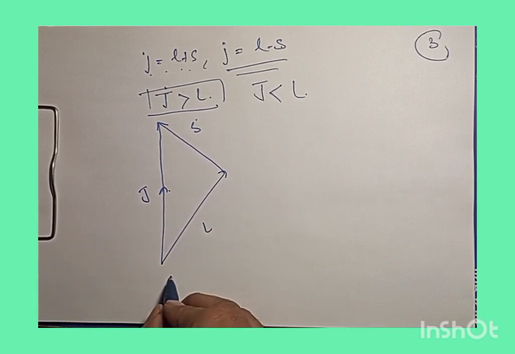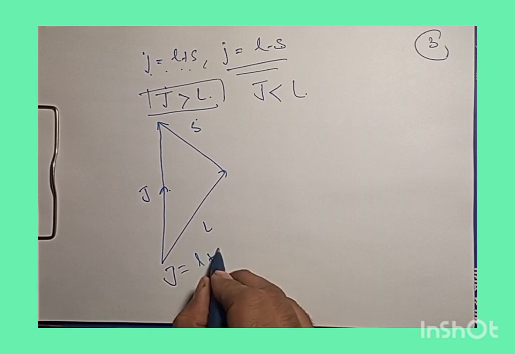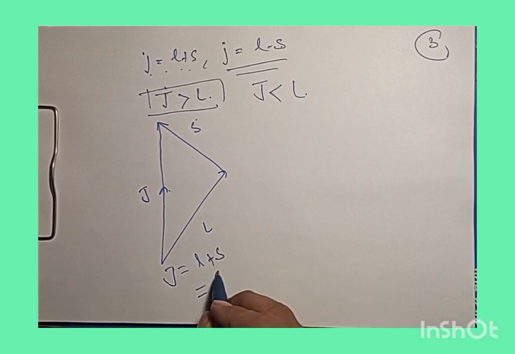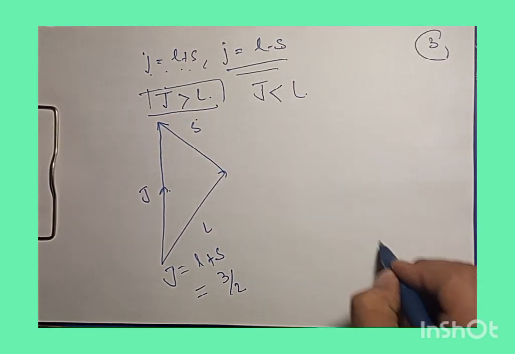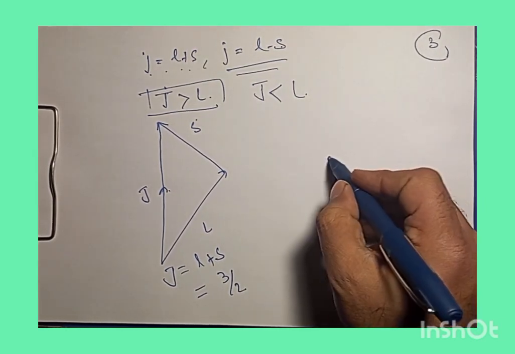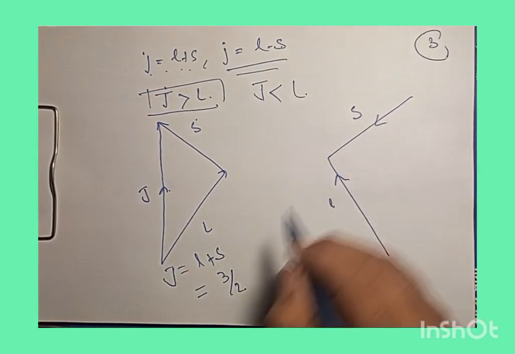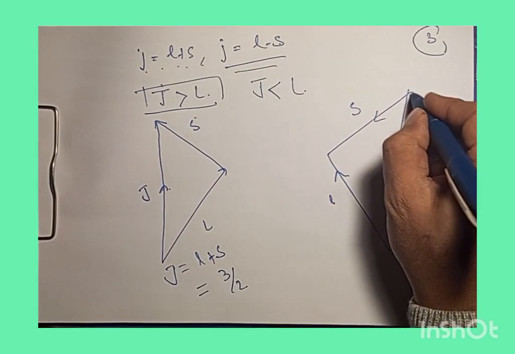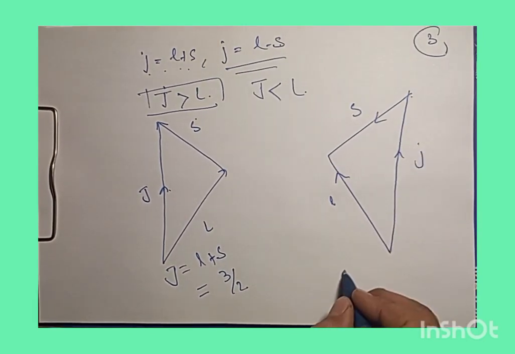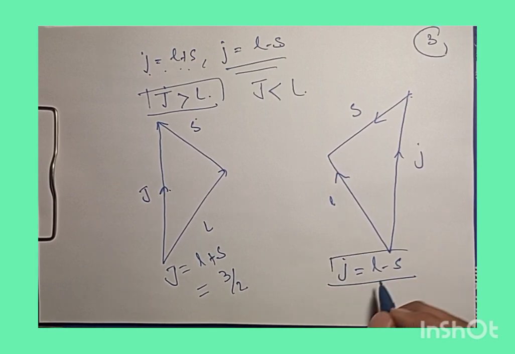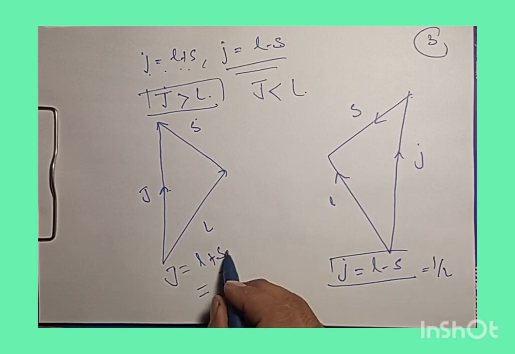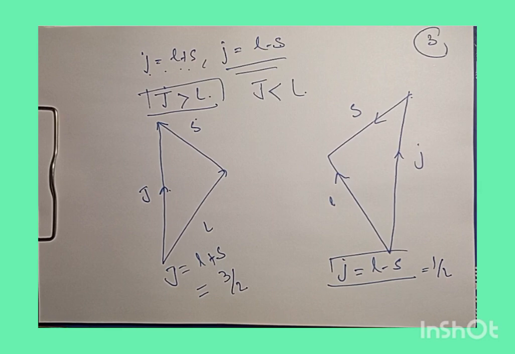And this is my case where J is L plus S. And this L plus S will certainly be 3 by 2 in this case. Another possible orientation is, suppose this is L and this is S, and this is J. Now in this case, J is L minus S, so that will be 1 minus 1 by 2, that will be 1 by 2. Here it is 1 plus 1 by 2, so it will give us 3 by 2.